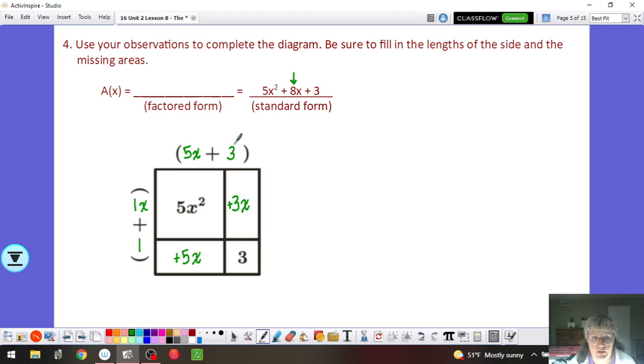And we have in our factors that they are both positive as well, so positive times positive will give me that positive 3. So our factored form is 5x plus 3 times x plus 1. You could write 1x plus 1. That's perfectly fine. It's just not common to see it that way.